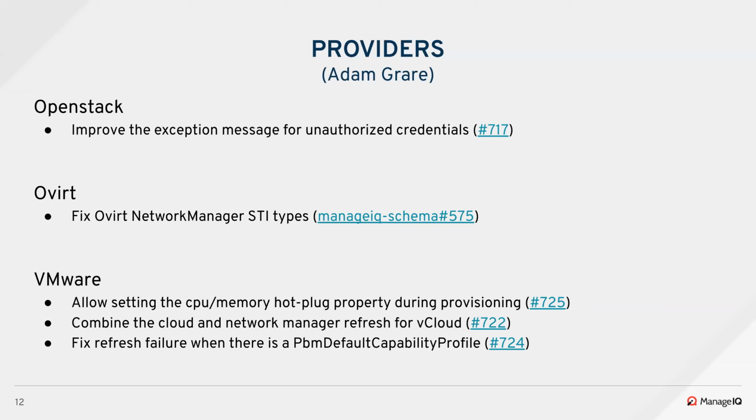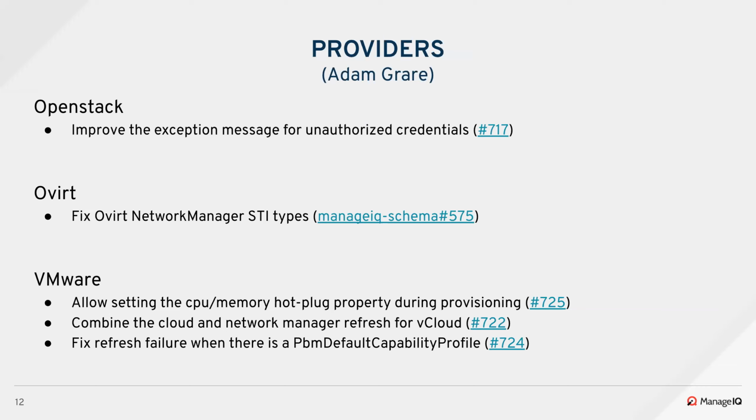For Rev Overt, we fixed the Overt Network Manager STI types. We fixed this a few sprints ago in the refresh so that new records that were created had the proper class names. This is just a schema migration to fix previously created records.